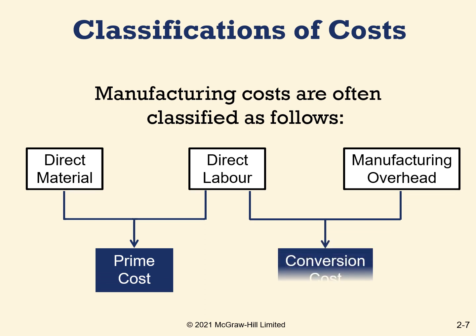So our classifications of costs. Manufacturing costs are often classified as follows. We can group together our direct material and direct labor into our prime cost. Basically all it means is these are the direct costs related to a product. And so these are really the two costs that come together and make up the prime expenses of this.